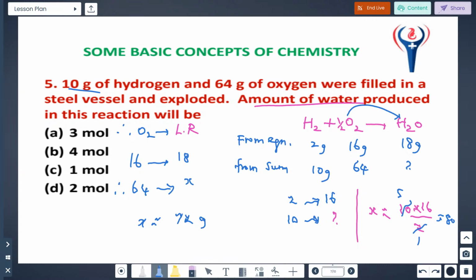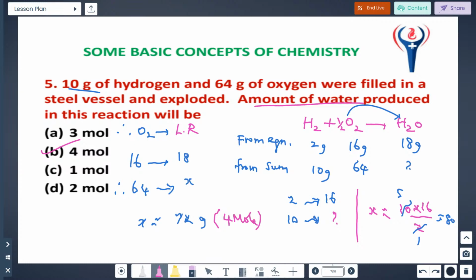72 gram. But see, they're asking in mole. 72 gram of water. So 1 mole of water is what? 18 gram, no? 1 mole of water is 18 gram. Therefore 72 gram is nothing but how many moles? That is 4 mole. Understood? Are you following? 4 moles of water is nothing but 72 gram of water. Both are same, no? So answer is B, the correct one.